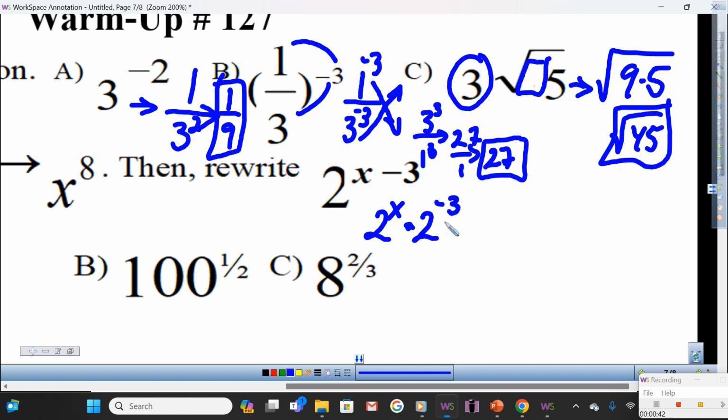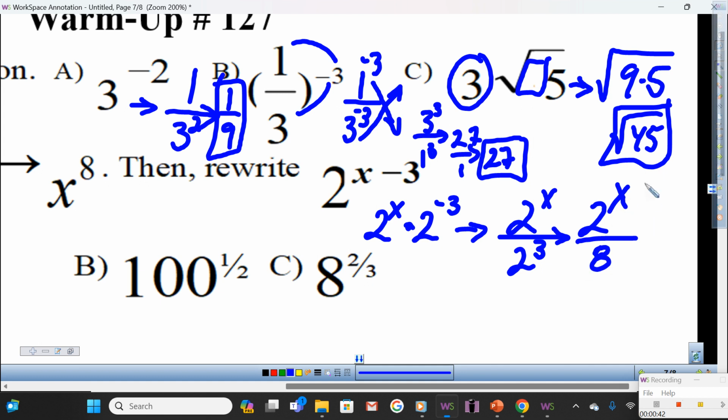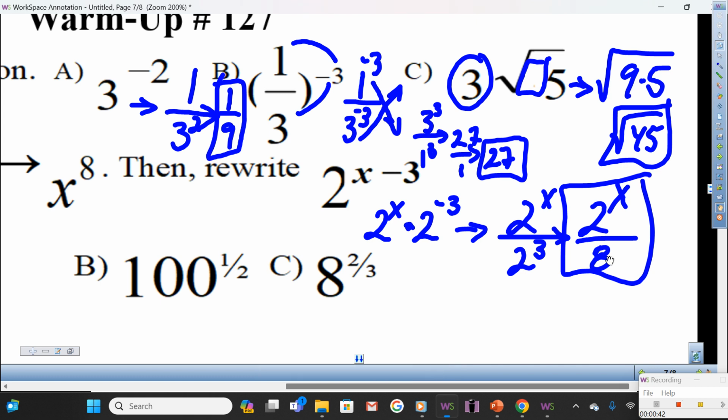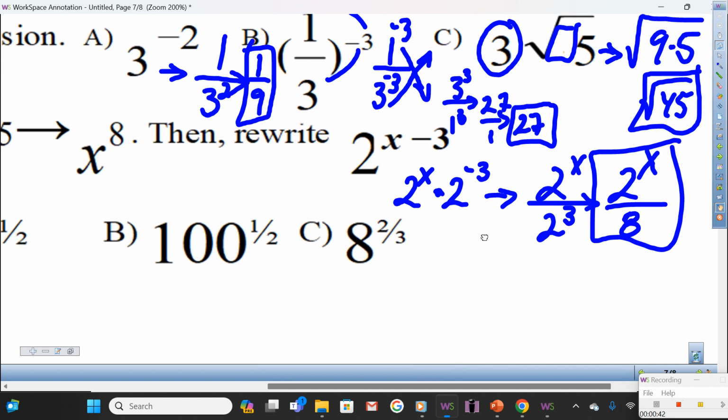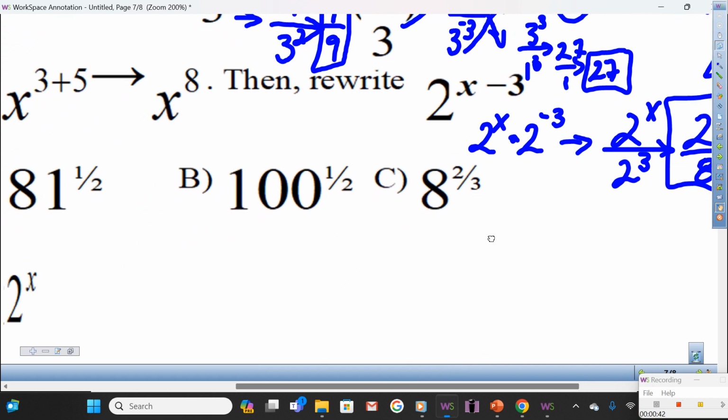So far, so good? Number 2, we got 2 to the x times 2 to the negative 3. Can we have negative exponents? No. 2 to the x over 2 to the third, and this is 2 to the x over 2 times 2 times 2, which is 8. So far, so good, yes?